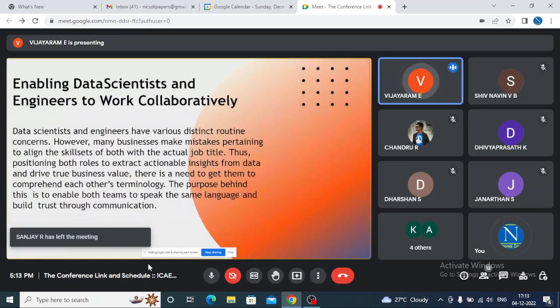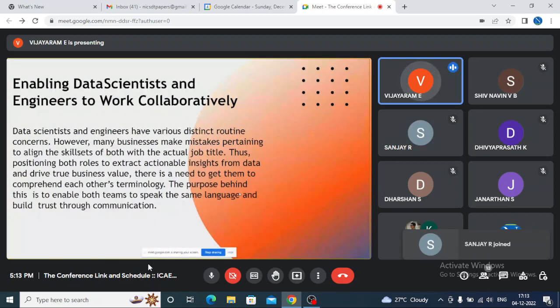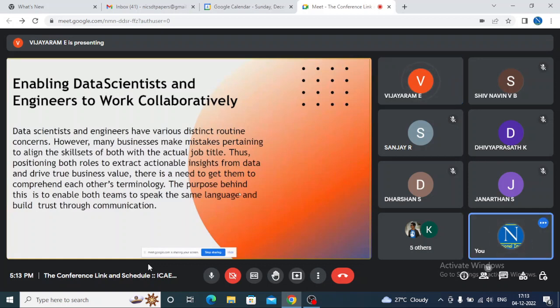Enabling data scientists and engineers to work collaboratively. Data scientists and engineers have various distinct routines and concerns. However, many businesses make mistakes pertaining to aligning the skill sets of both with the actual job title. Thus, positioning both roles to extract actionable insights from data and drive true business value, there is a need to get them to comprehend each other's terminology.